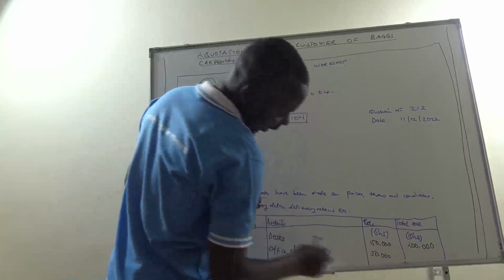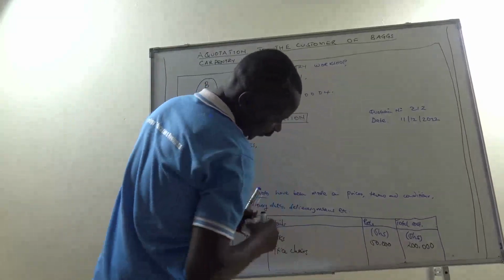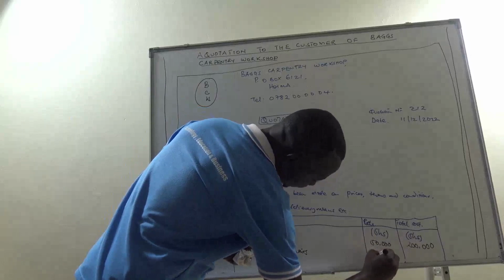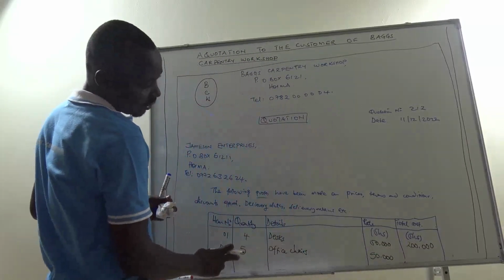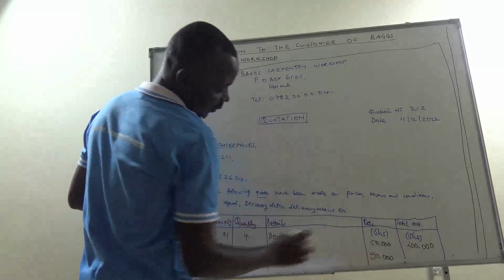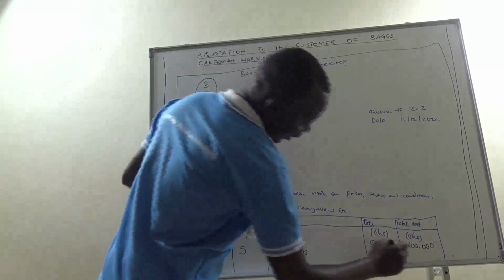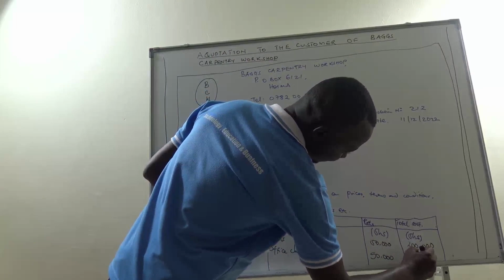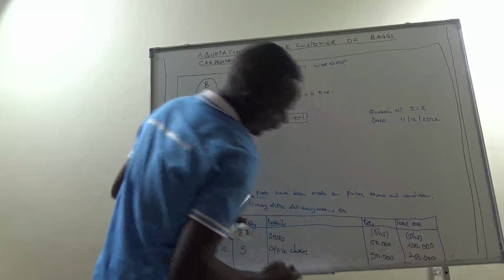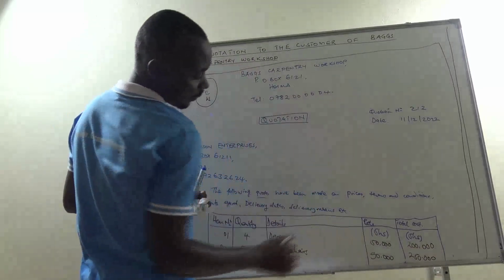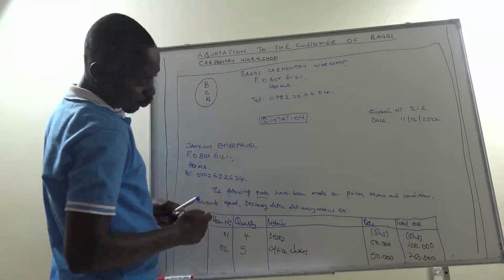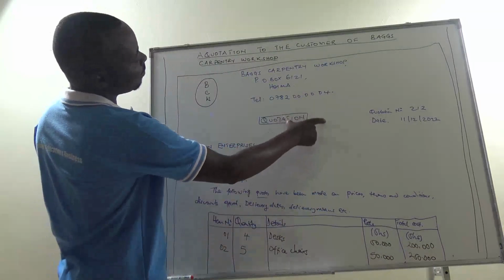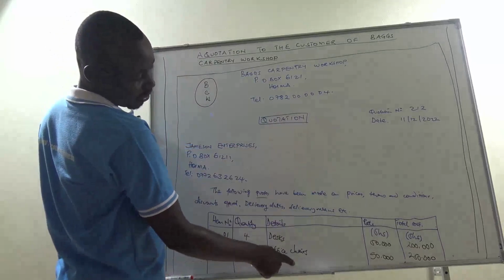Is this clear? 50,000. When you multiply by 5, that is the rate per office chair, we shall get 250,000 shillings. So, from there, we want to see, assuming that this buyer had only requested about this.